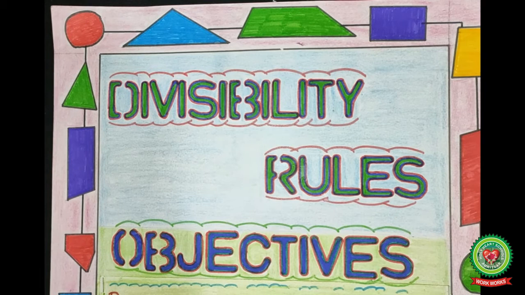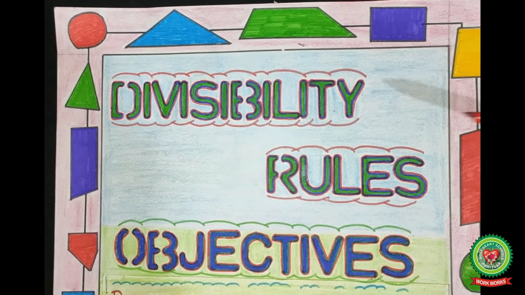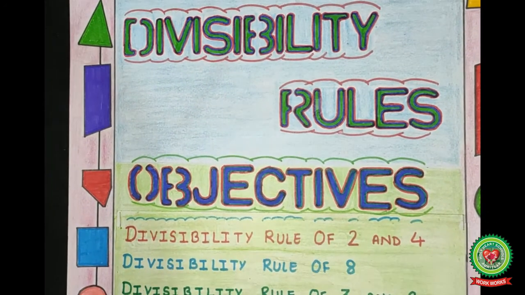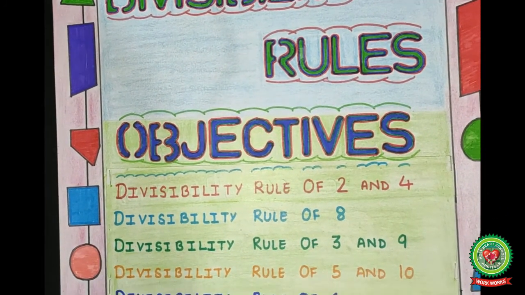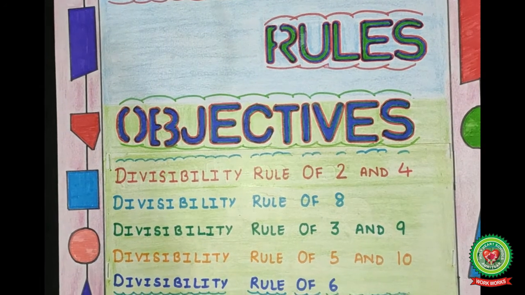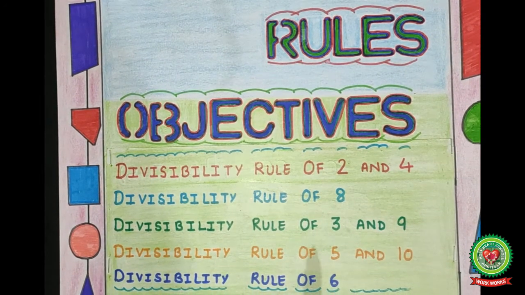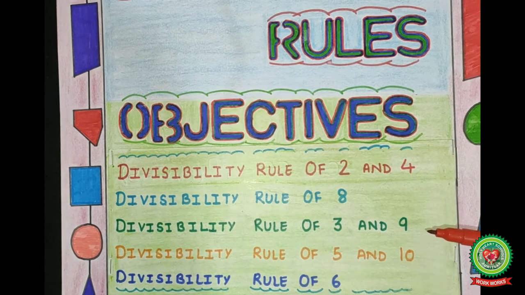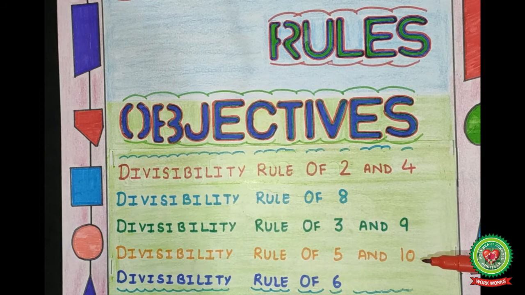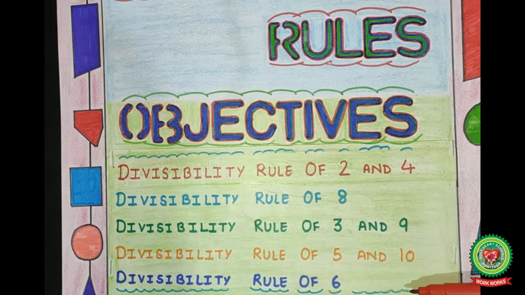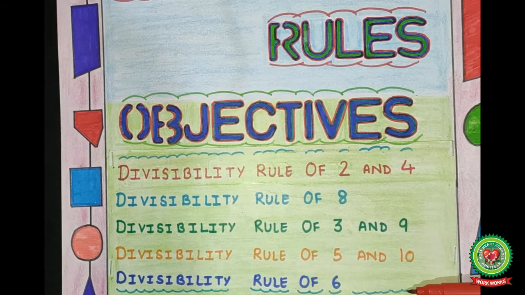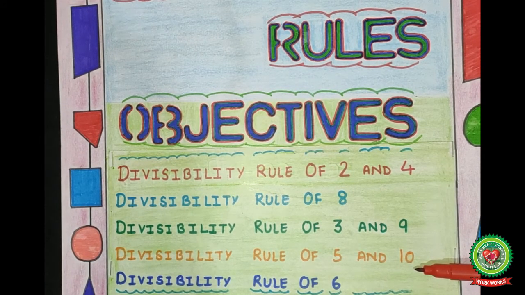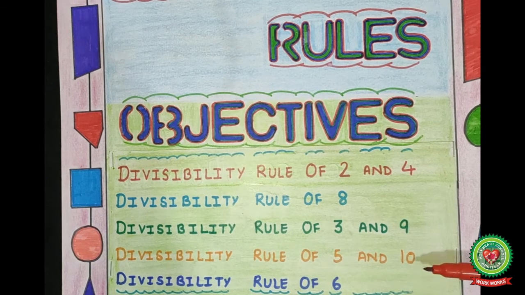Today we are going to learn a topic, divisibility rules. Objectives of the chapter are divisibility rule of 2 and 4, divisibility rule of 8, divisibility rule of 3 and 9, divisibility rule of 5 and 10, divisibility rule of 6. Today, we will continue with the topic divisibility rule of 5 and 10.